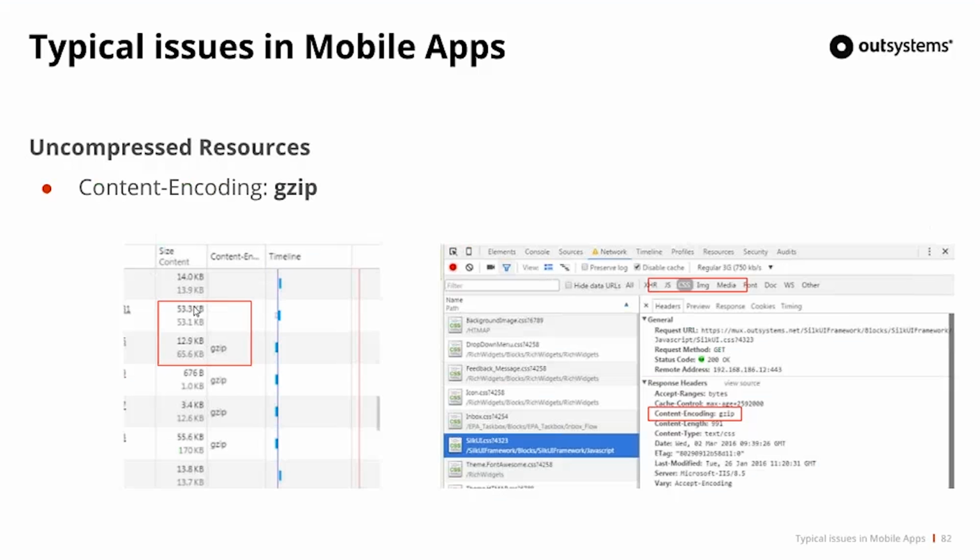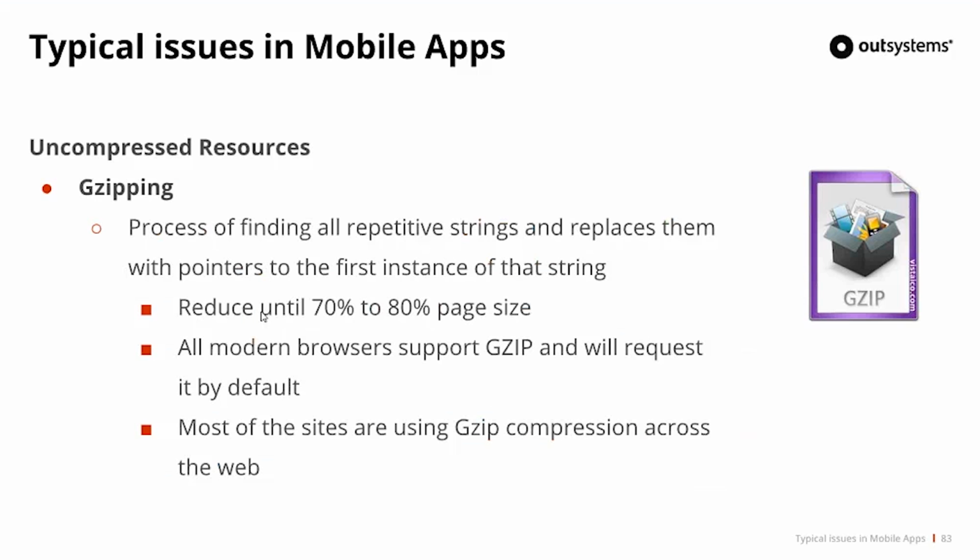This document, the size and the content, will be almost the same. And here we download just 12 KB, but the real size of the content is 65. So gzip is a compression that is made on the server, and when you download it, you uncompress that file. And this is very important to use, because it will increase our performance.